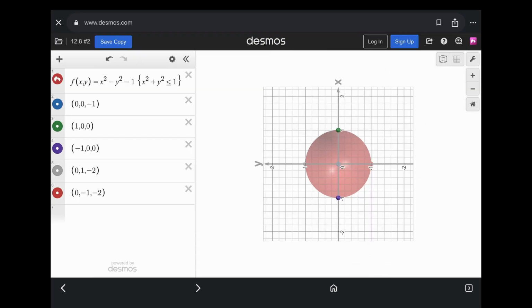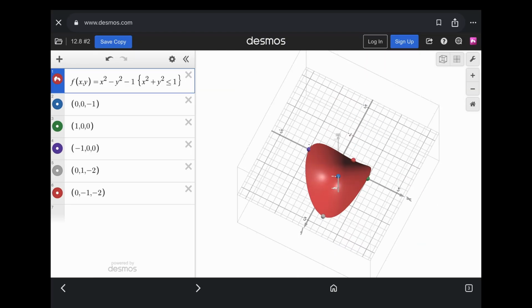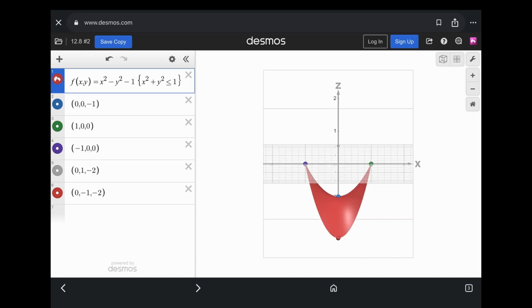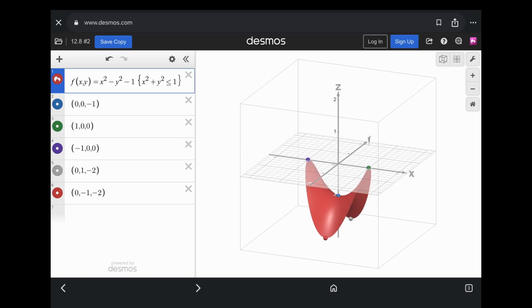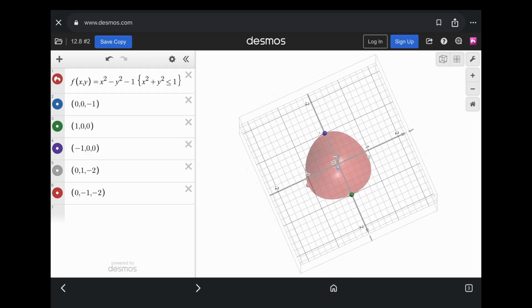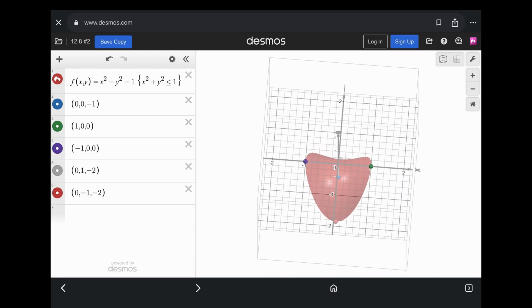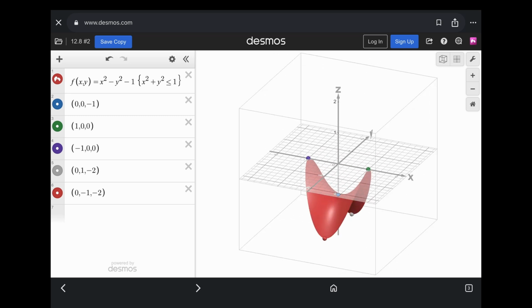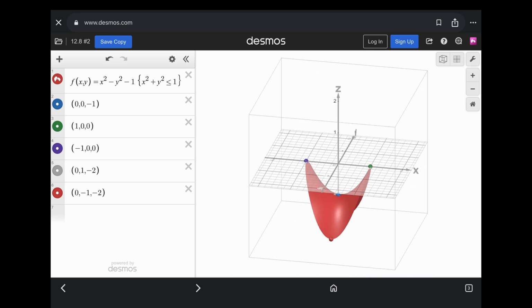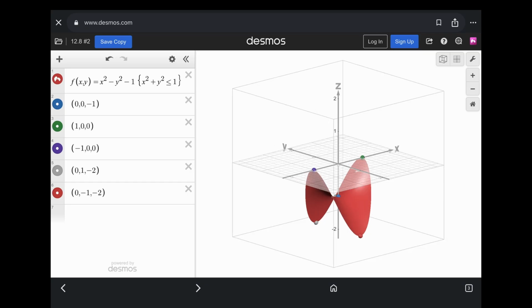When y is equal to 0, we have our maxes, and when x equals 0, we have our mins. We have 2 global maxes and then 2 global mins, and we have 1 saddle point, right? And remember that global maxes and mins are also your local mins and maxes within this region, right?